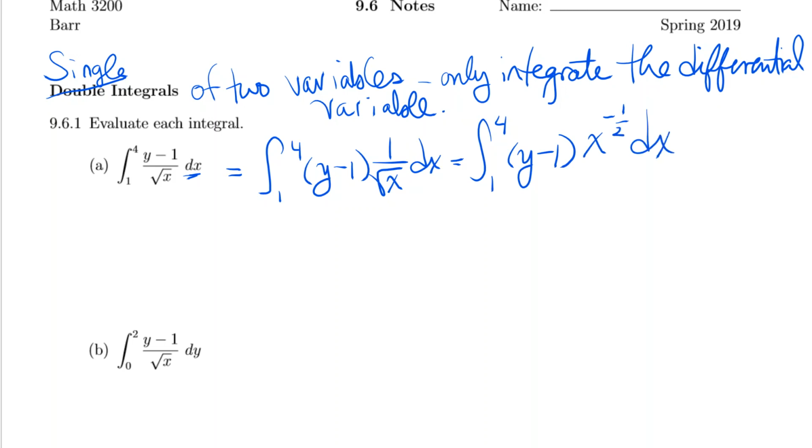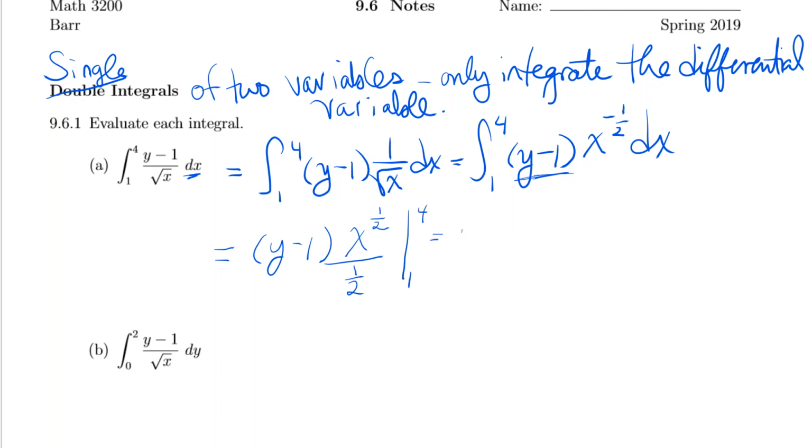Cool. Then I'm going to go through the process of integrating with only respect to x. So I'm going to ignore this y minus 1 factor. It's just going to come along for the ride. And then I'm going to integrate x to the negative 1/2. So you add 1 to the power. Negative 1/2 plus 1 will give me a positive 1/2. And then divide by that factor. So divide by 1/2 and evaluate from 1 to 4.